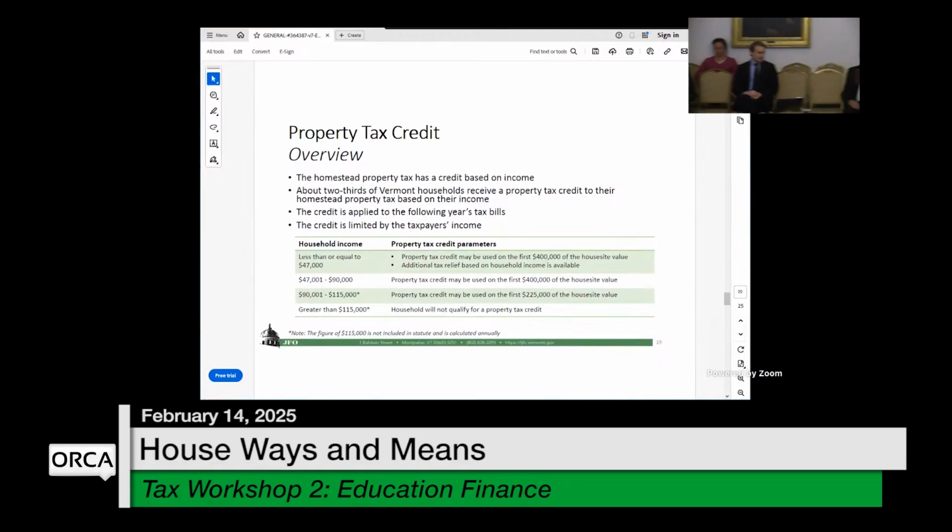I will also put in another plug, JFO's Fiscal Facts, which we put out usually in March, has a property tax relief history going back into the 1970s. So you can literally look through and see, okay, when was the 400 brought down from 500, when those tweaks were or were not made.